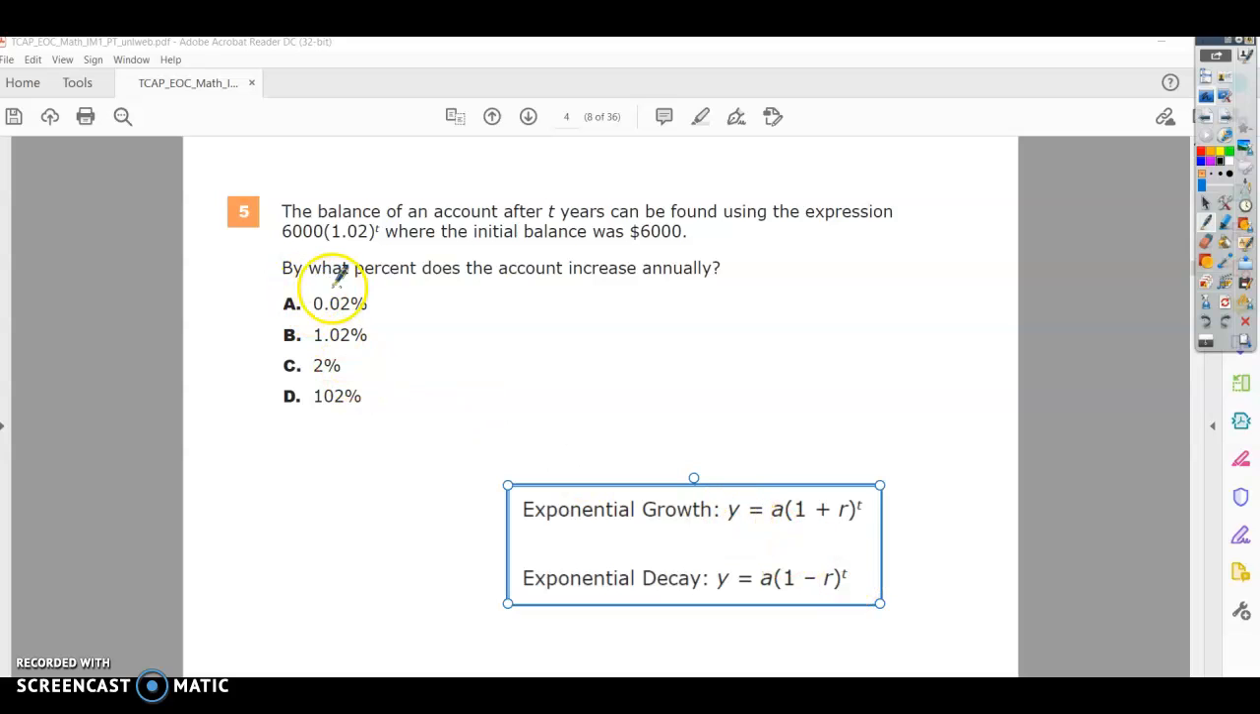All right, so this says by what percent does the account increase annually? So if the number here is 1.02, you know that you have 1 plus the interest rate. So 0.02, and if you convert that to a percent, you move the decimal 2 places, and that's equivalent to 2%. C is the correct answer.